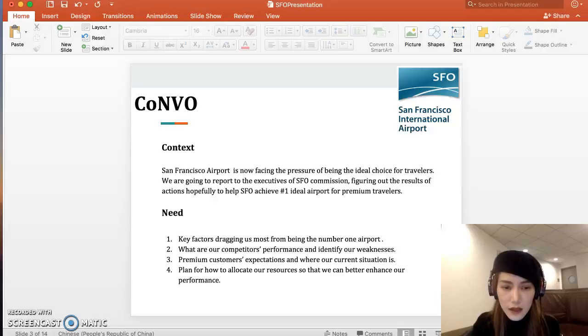And the needs here: the first one, the key factors dragging us most from being the #1 airport. The second, our competitors' performance and identifying our weaknesses. And the third, premium customers' expectations and where our current situation is. And the fourth, a plan for how to allocate our resources so that we can better enhance our performance.